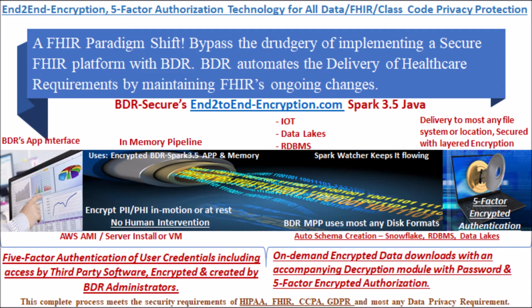secured decryption module. Add BDR's 5-factor authentication using Google's open-source app, AES 256 encryption of FHIR's data, and encryption of BDR's class code to prevent hackers from re-engineering our code to discover paths and locations of sensitive, secure information.